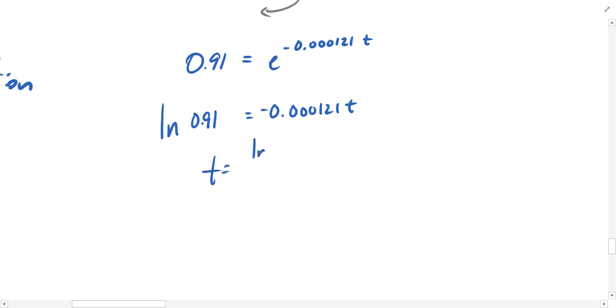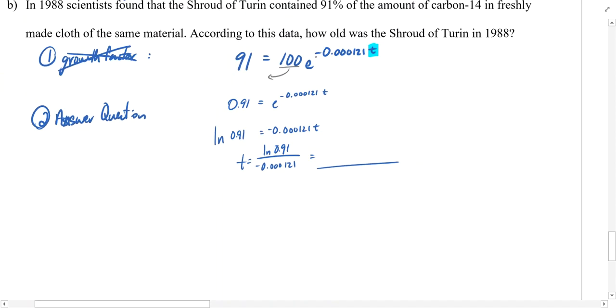Now, I don't really need that letter e for the base of the logarithm, but whatever the logarithm evaluated at 0.91 is, we'll take that number and divide it by 0.000121, and that will establish our t value, the amount of time that's passed in order for the carbon-14 to reduce from 100% down to 91%.